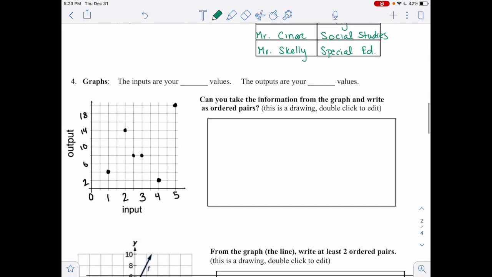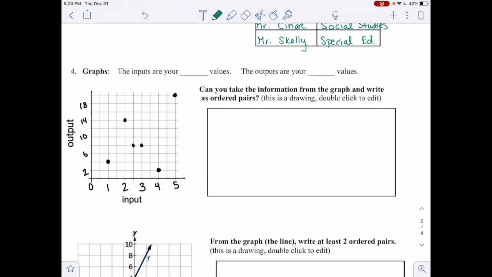We can also have graphs. Graphs represent relations. So inputs are your x values typically, and outputs are your y's. We've seen graphs when we talked about, again, arithmetic and geometric sequences back in the beginning of the year. I know that seems like forever ago. It was only 2 units ago, but seems like forever ago.